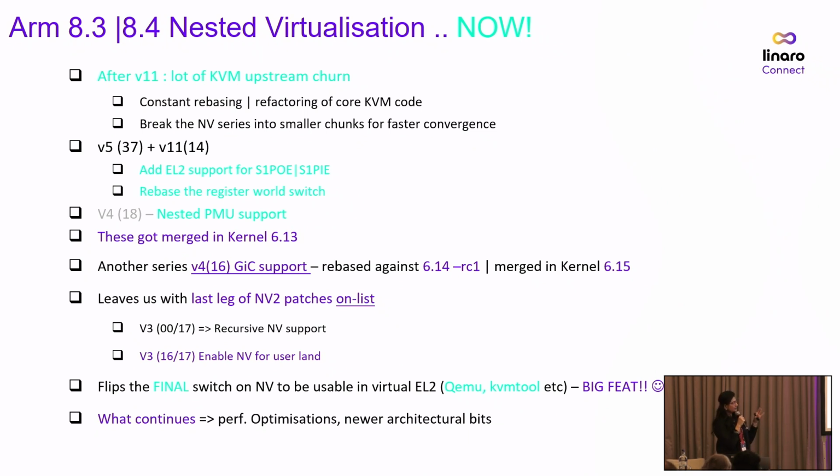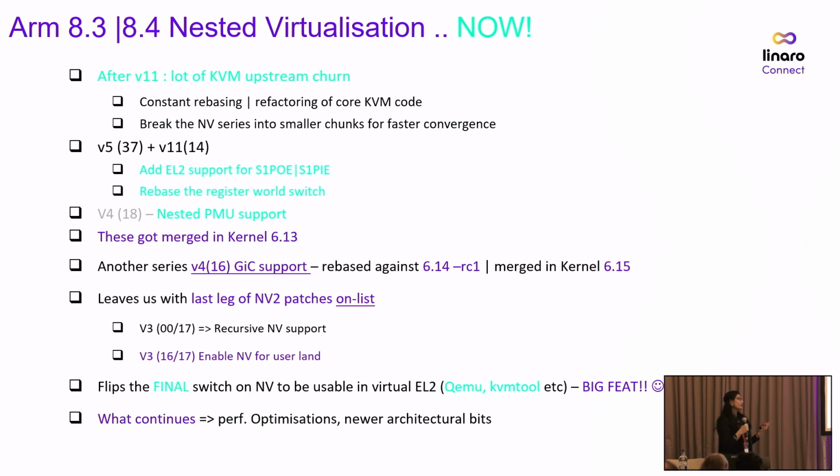That leaves us with the last fag end of nested virtualization 2 support. Out of this, the version 3 patch set, a 17 patch series, has the most critical patch, the second last one, which is the final flip switch that basically allows running a guest in virtual EL2 environments. So once this series gets merged, nested virtualization is finally done upstream. So the petal goes green.